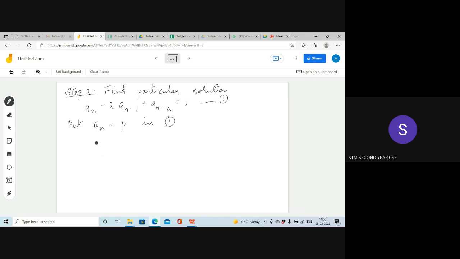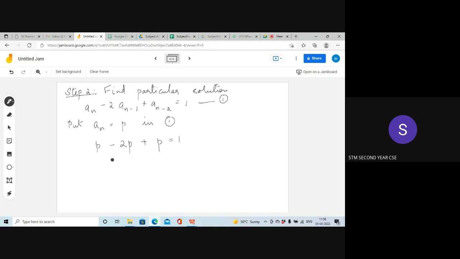So what will this become? p minus 2p plus p is equal to 1. In the first step, you just substitute the a_n terms with p. When you are asked to put a_n is equal to p, just change these a_n, a_(n-1), a_(n-2) terms to p.